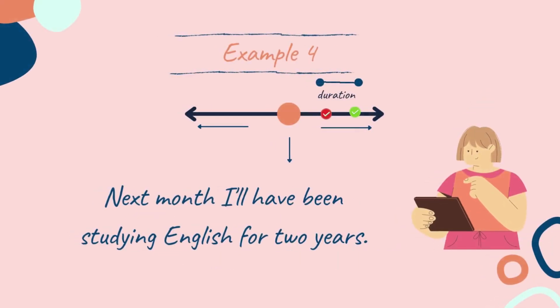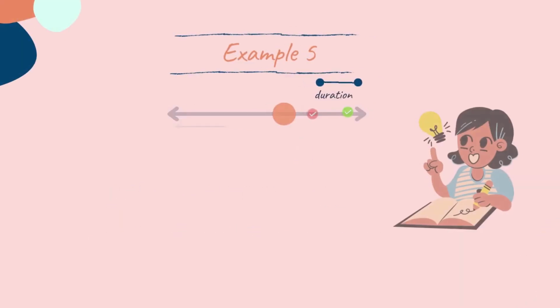Next month, I will have been studying English for 2 years. Here, the activity of studying will have already started in the past. It would be continuous till 2 years. But when? The next month. Notice the duration is mentioned as 2 years. Let's look into one more example of this kind.